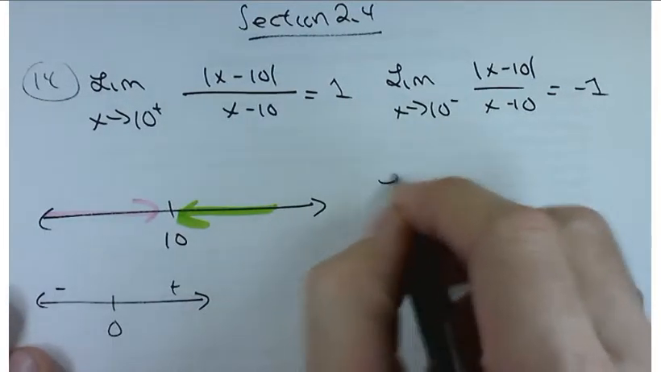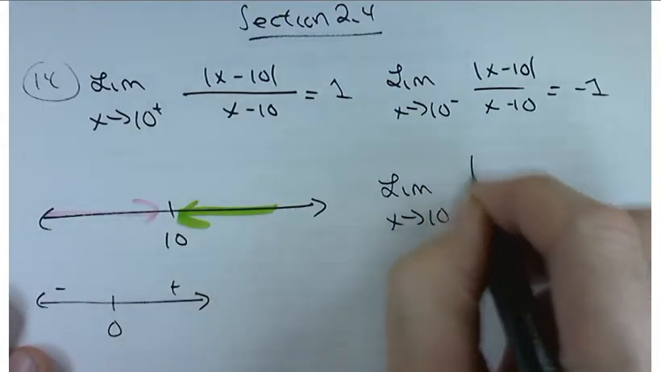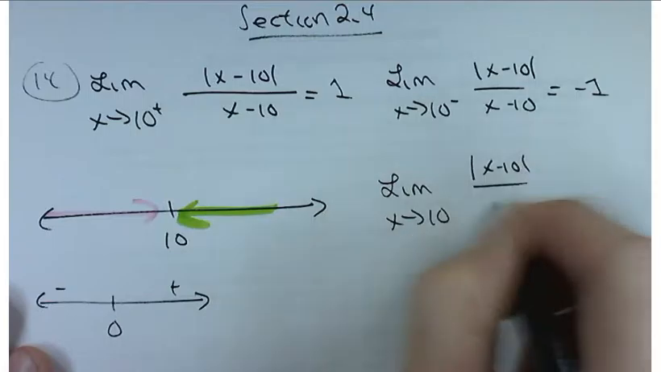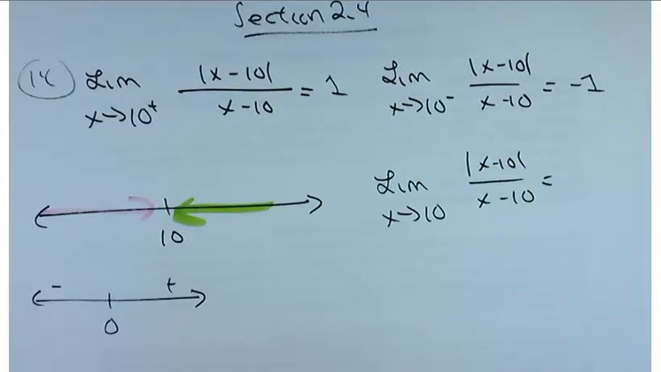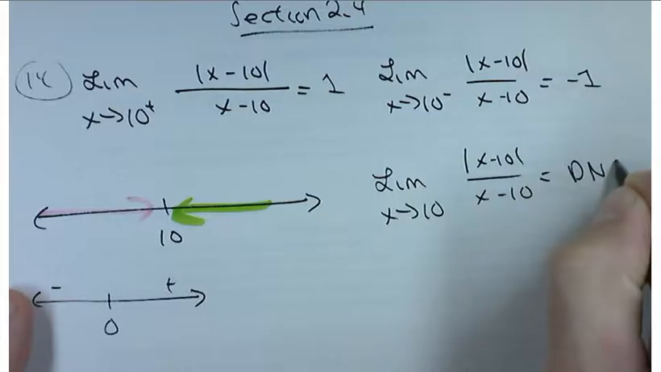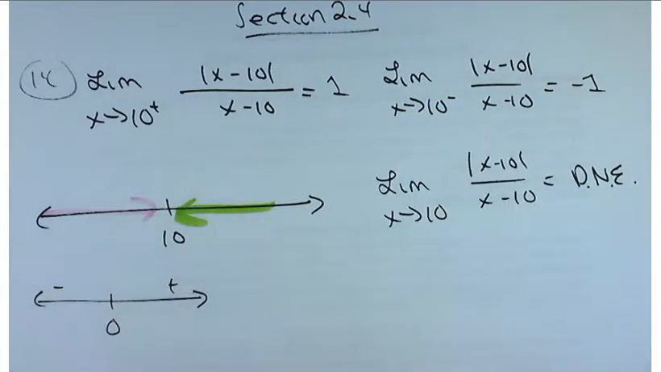Let me ask you a follow-up question. The limit as x approaches 10 of the absolute value of x minus 10 over x minus 10. Does not exist. Good. Remember, in order for a limit to exist, the limit from the right and the limit from the left have to be equal. I've been going over that since day one. That is, the limits from both sides have to be equal in order for the limit to exist.